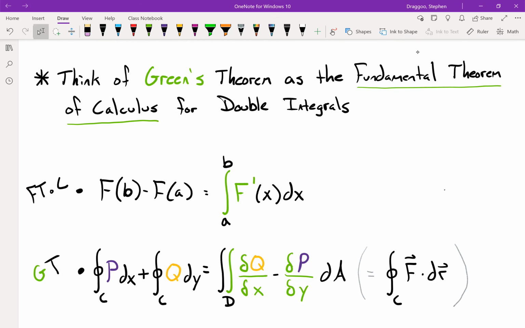So again, fundamental theorem of calculus, integrate the derivative of a function, and I can just plug in the endpoints. Green's theorem is going to say that if I want to take the double integral of some partial derivatives of a vector function F over some area D, that is the same as taking the line integral of that vector function, but with values plugged in along the boundary.